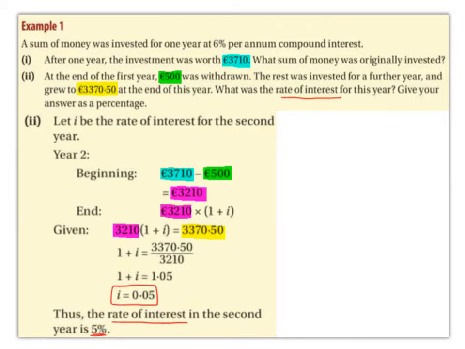Now we just solve for I. So we're going to divide by €3,210, and that gives us 1.05. And then we're going to subtract the 1, so we're left with 0.05. So I is 0.05, thus the rate of interest in the second year is 5%.